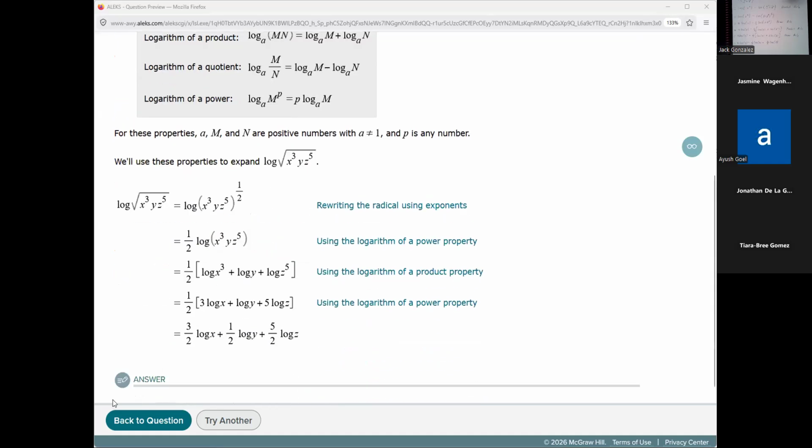So the first thing you've got to do is change this square root into a half and then bring it down in front, right? Then they say, okay, well, we have a product of three pieces, so it turns into a sum of three pieces. Then whatever has a power is then brought down. They brought the 3 down. They brought the 5 down. This 5, this 3.